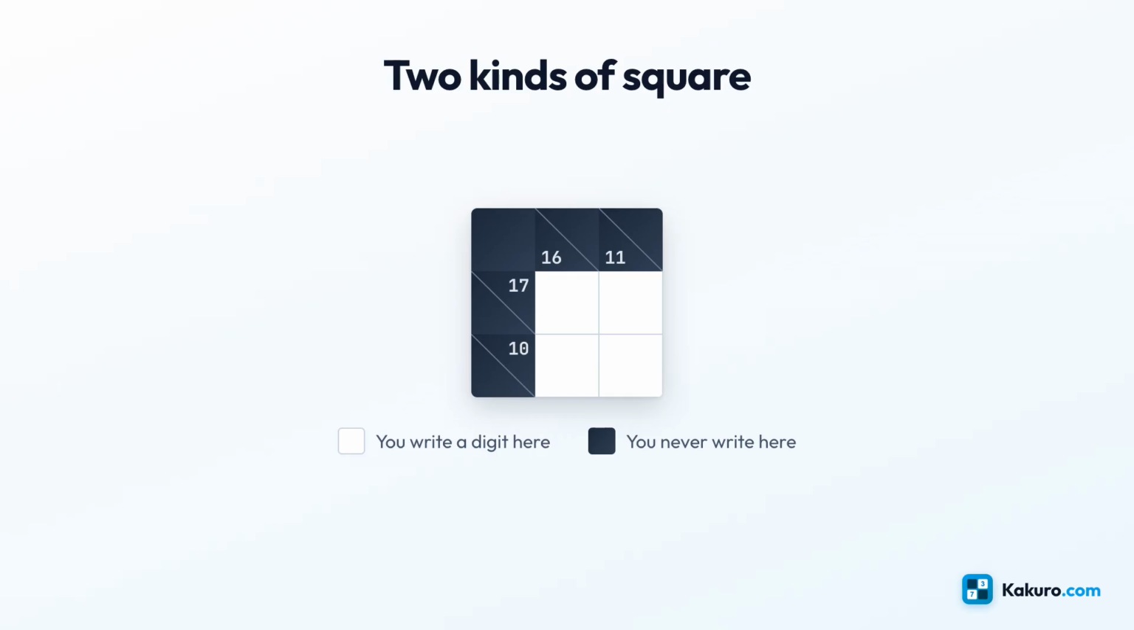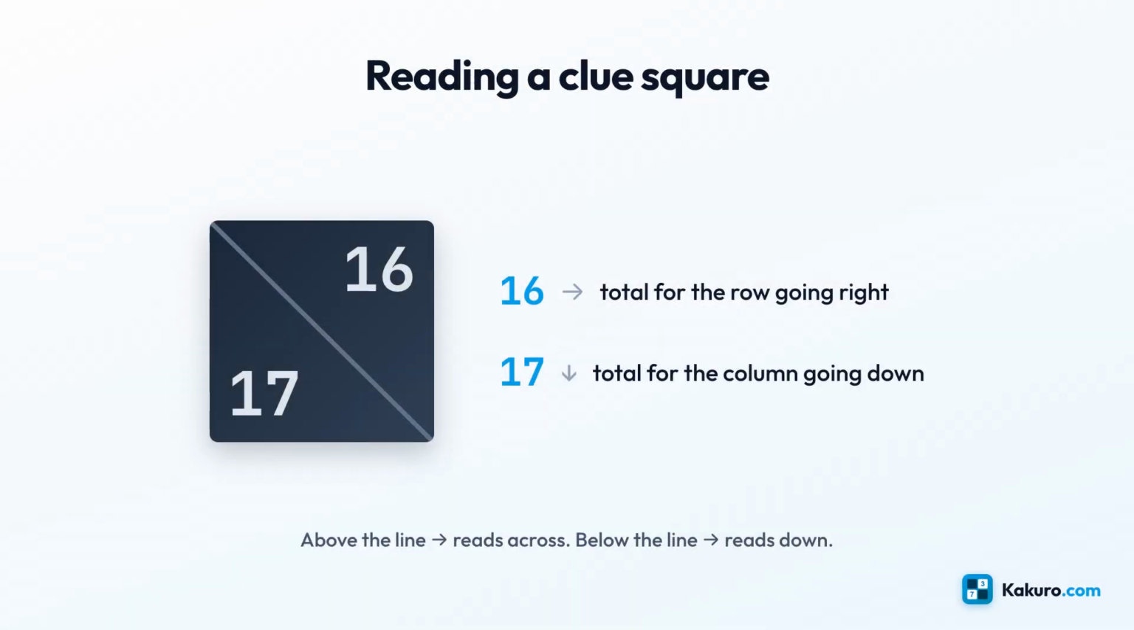They carry the clues. Look closely at a dark square. A thin diagonal line splits it in two. The number above the line belongs to the row running to the right. The number below the line belongs to the column running down.